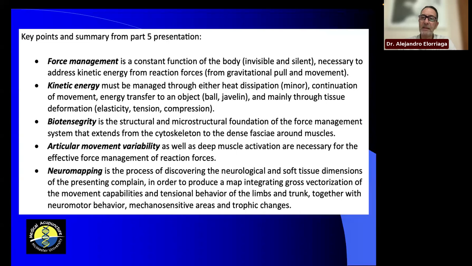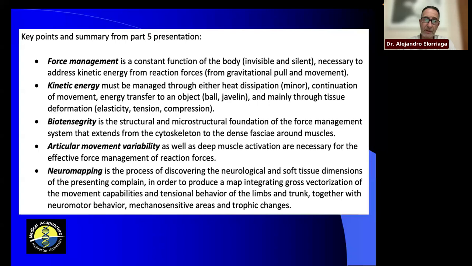And the main mechanism that is relevant to us, that we should evaluate clinically, is how the tissues who suffer deformation, elastic tissues suffering either compression, tension, those are the main handlers of kinetic energy. We talk about the foundational microstructure in the body that takes care of this game of forces, which is called biotensegrity. And we explain that it extends from the cytoskeleton to the fascia.